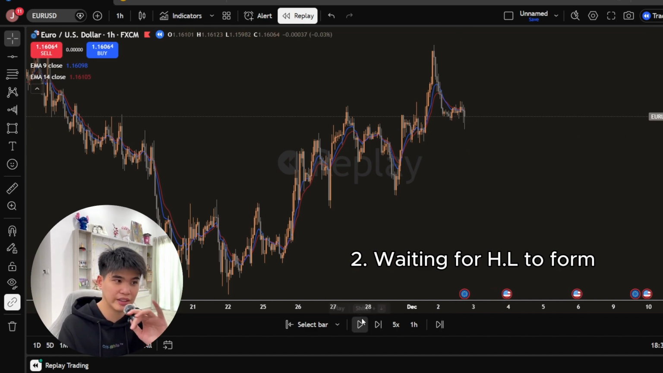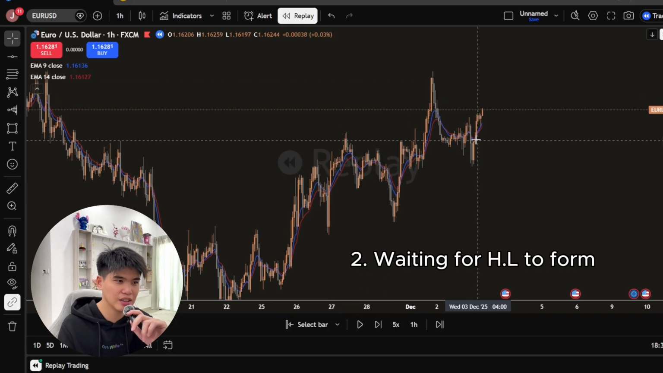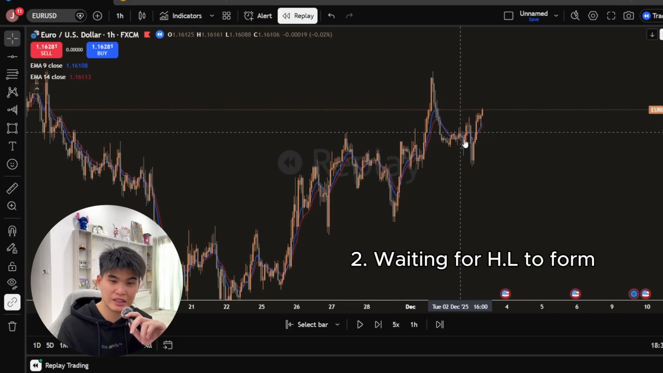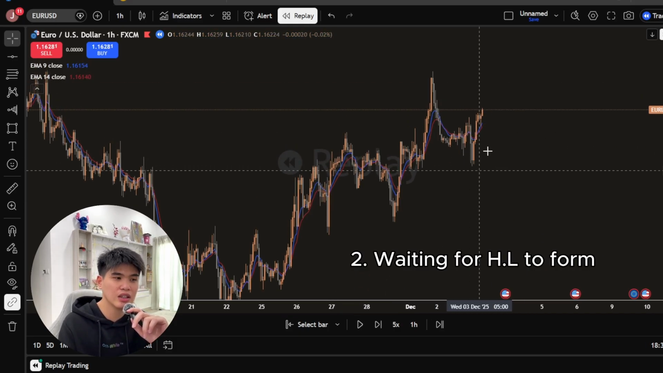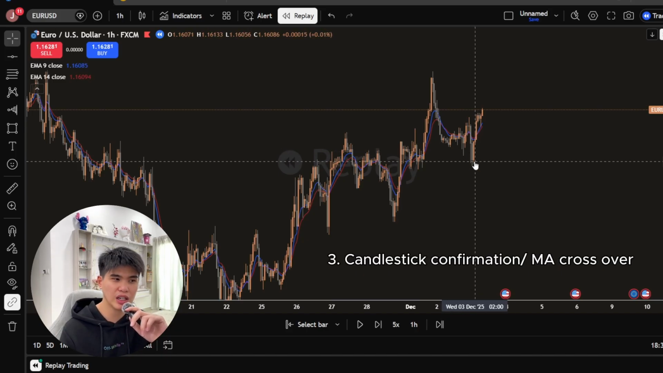All right. Now, it hasn't happened yet. Let's wait. We see a sharp turn here. So this is our higher low. Again, once we see a higher low, we don't enter immediately. And in this case, I would use moving average and candlestick patterns as confirmation.